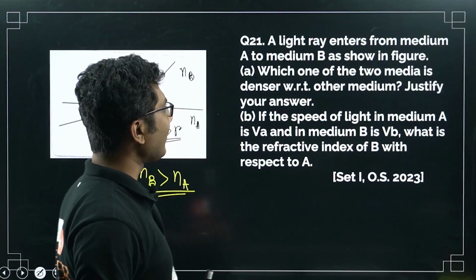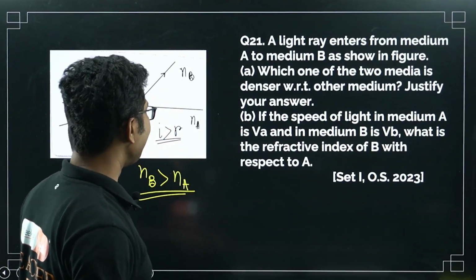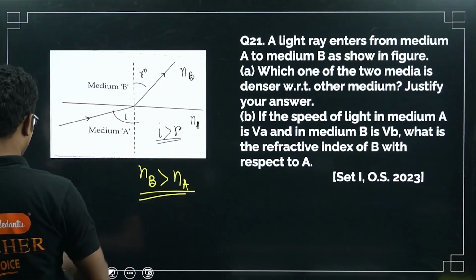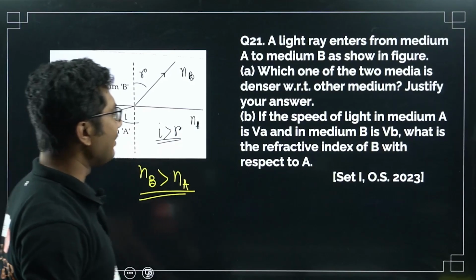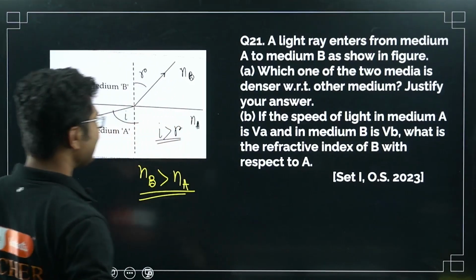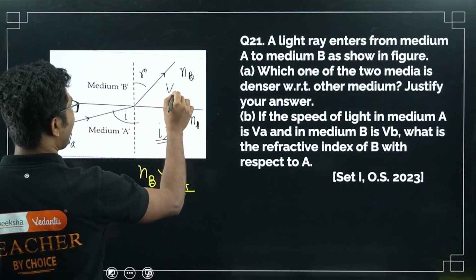If the speed of light in medium A is vA, and in medium B is vB, what is the refractive index?